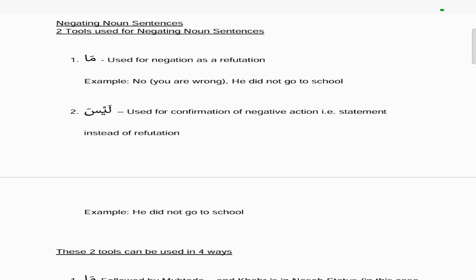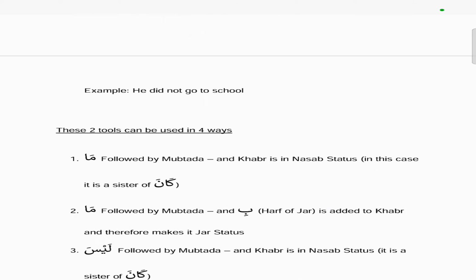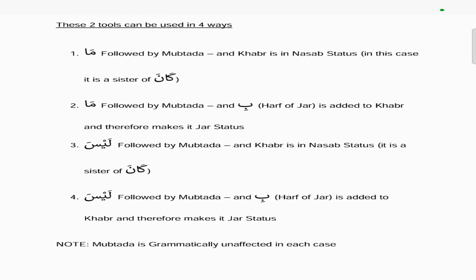So it's a statement rather than refuting someone. For example, he did not go to school. So it's just a fact, or you're just stating something without refuting or arguing with someone else. Now these two tools can be used in 4 different ways. So the ma and the laysa, for noun sentences, can be used in 4 different ways.